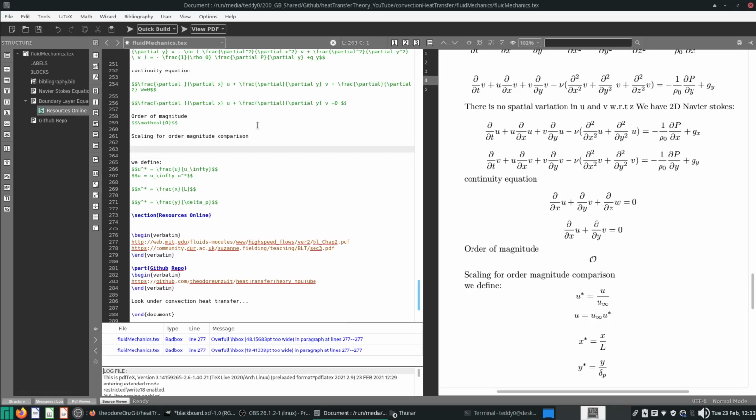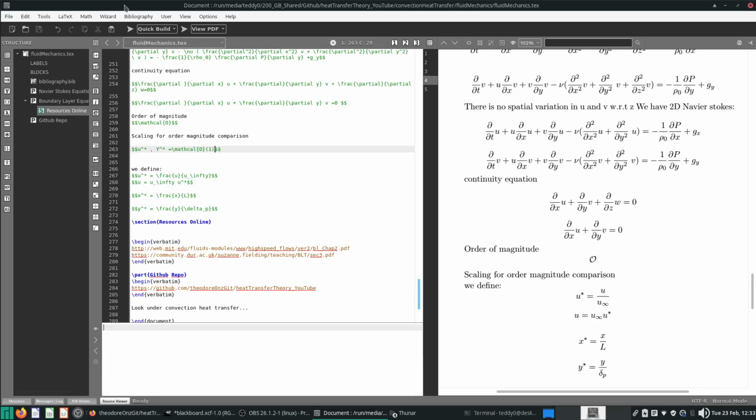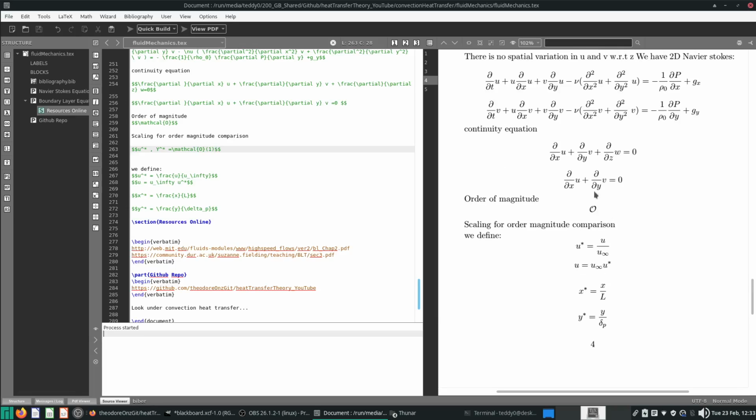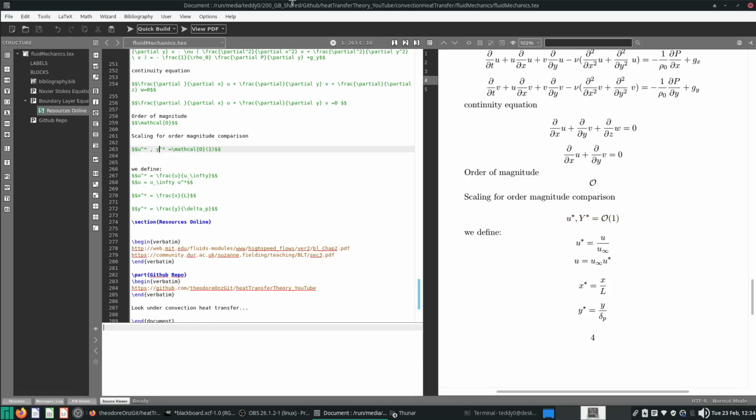The idea is that we have all this u star, y star, etc. All should have an order of magnitude of 1, so that we can do an easy comparison. Next, we already went through how to scale. Oh, this is a wrong y. It's a capital Y. So u star, Y star should all have an order of magnitude of 1.